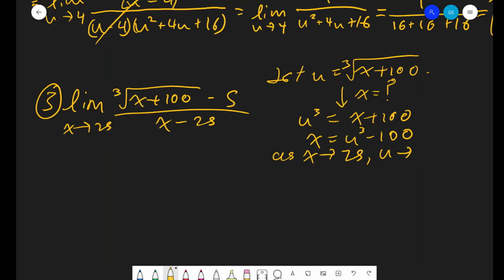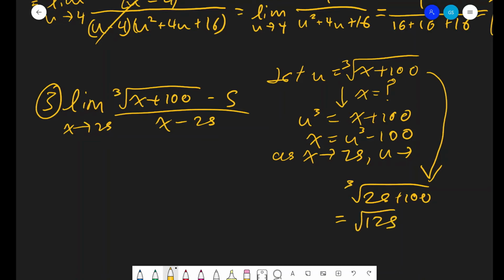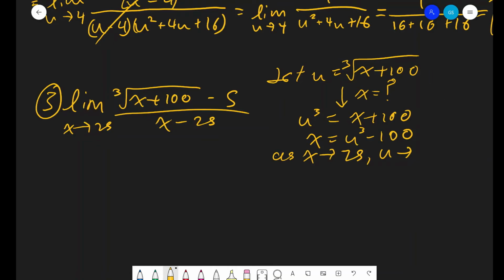So if we plug x approaching 25 in this, 25 plus 100 under the cube root, that's 125 under the cube root. And if you don't know, you can put this in your calculator. That just gives you 5. So therefore, u is approaching 5 because we have u equaling the cube root of x plus 100. Now we can write this in terms of u.